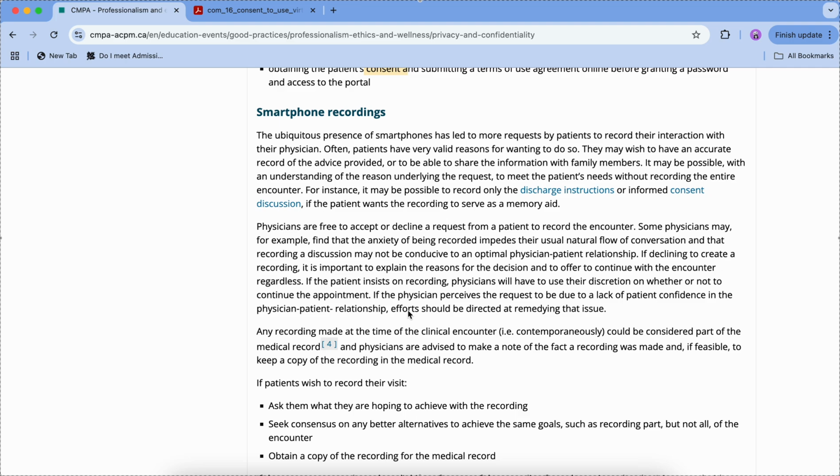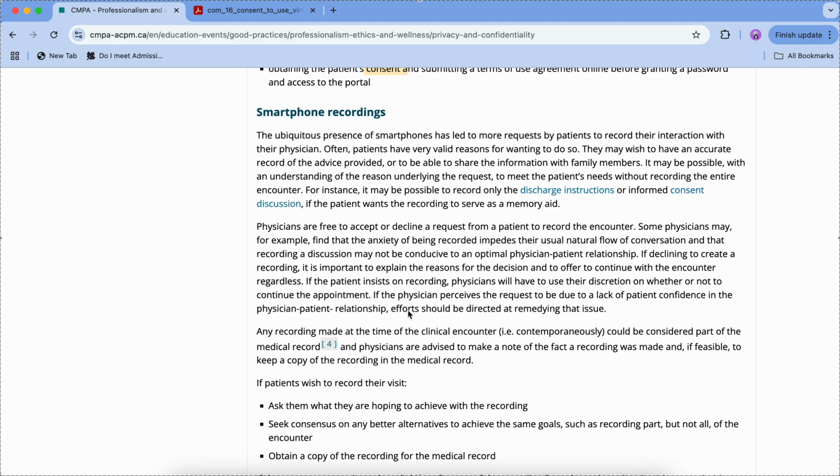But physicians are free to accept or decline a request from a patient to record the encounter. You are not obligated to record it. You can say, no, I don't want it. I can write it on your paper, but I don't want it to be recorded. Or I can give you some pamphlet, some website or some resources to look at, but I'm not going to allow you to record my voice or my picture.